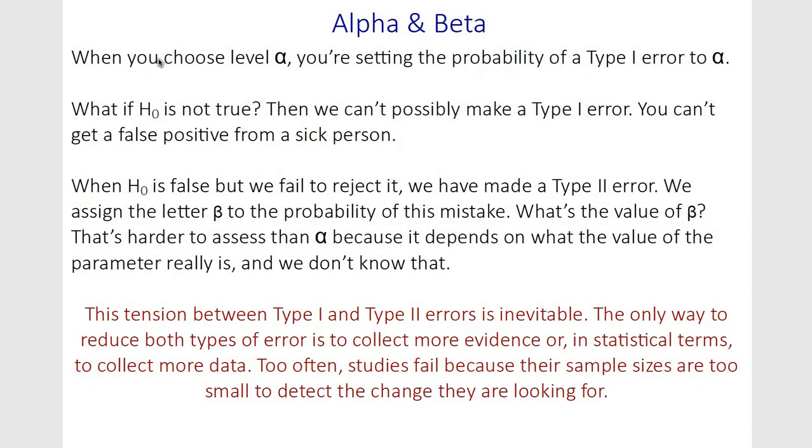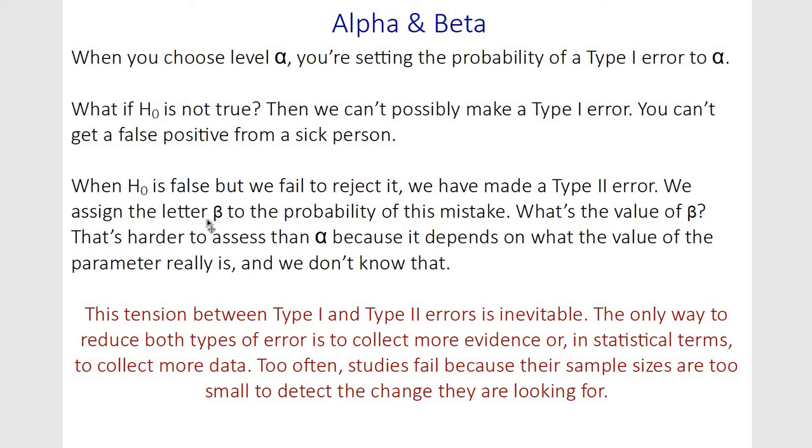Now, when you choose the alpha level, you're setting the probability of a type 1 error. So if the null hypothesis is not true, then we can't possibly make a type 1 error. You can't get a false positive from a sick person. So the null hypothesis has to be true to make a type 1 error. But when it's false and we fail to reject it, we have made a type 2 error.